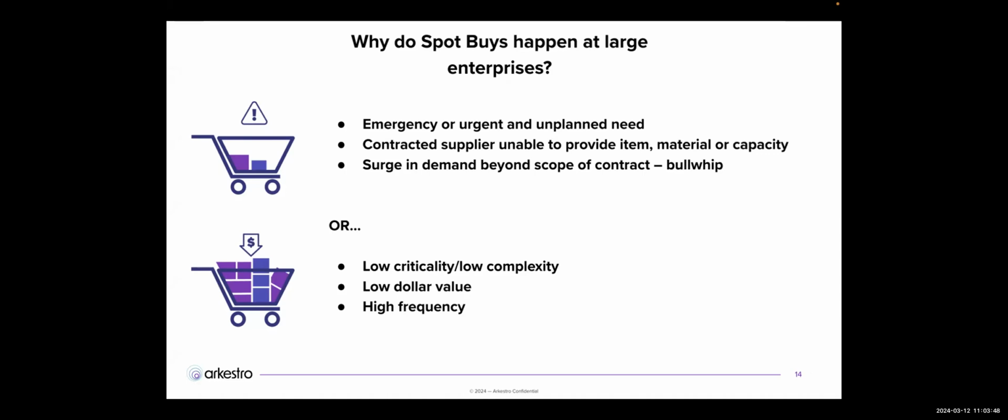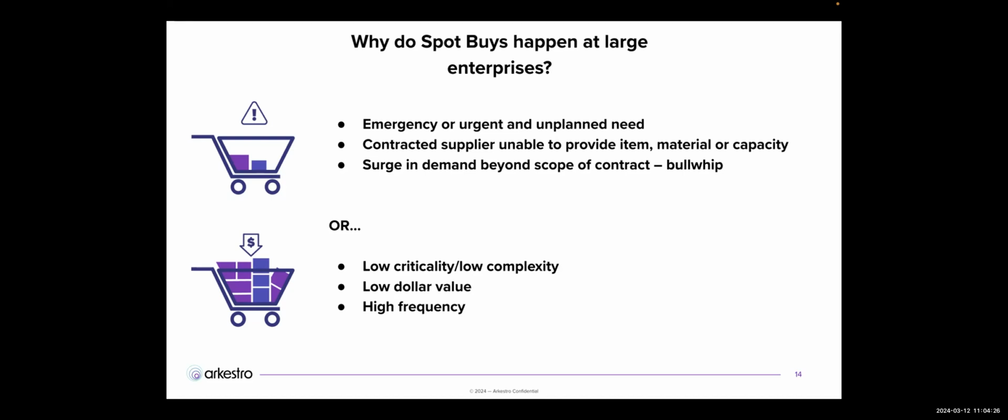So first, let's ask this kind of fundamental first principles question. Why do spot buys happen at large enterprises? Well, there's really two reasons. One is that there is an emergency or urgent unplanned need. So this could be simply something that people don't see coming, which is why we get the fun stories of negotiating with a soccer player or buying something kind of unusual.